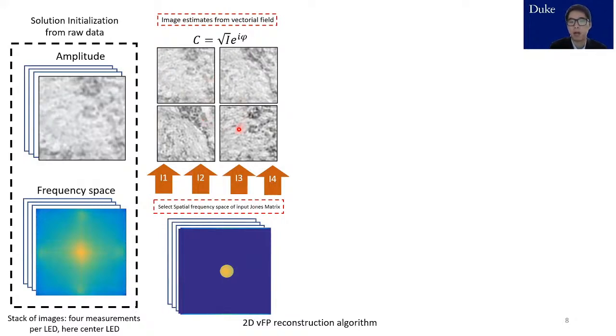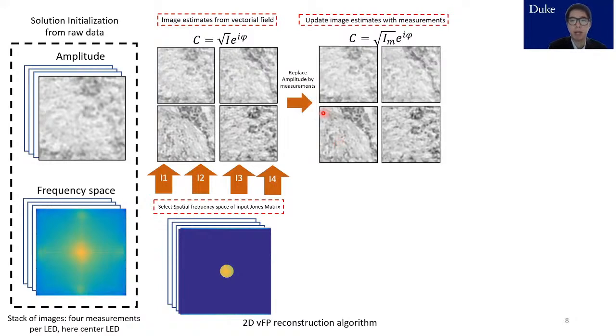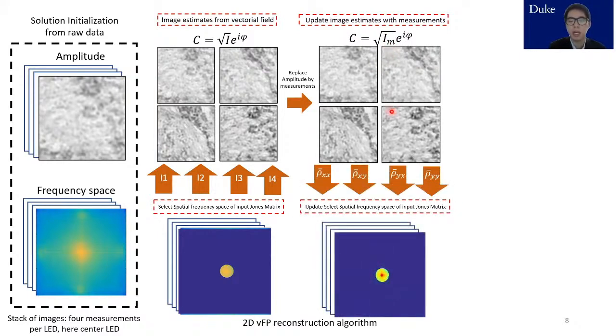Then we can calculate the intensity that we would get from the CCD, and then we replace the amplitude with our measurements. We update the imaging estimates with our measurements, so we are providing some real data into our estimation. Afterwards, we regenerate the frequency space of the Jones matrix. Then we update the position in the frequency space by replacing the same region of the original frequency space. We get an updated frequency space. So this is one loop for a single LED, like the center LED.